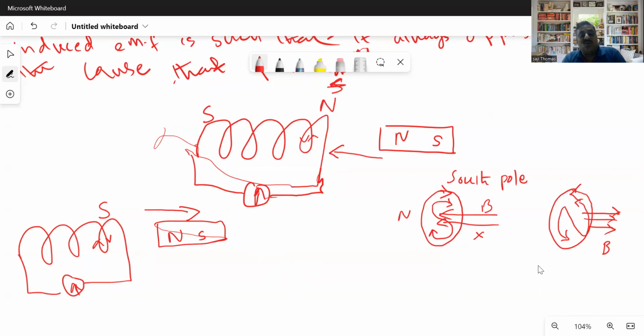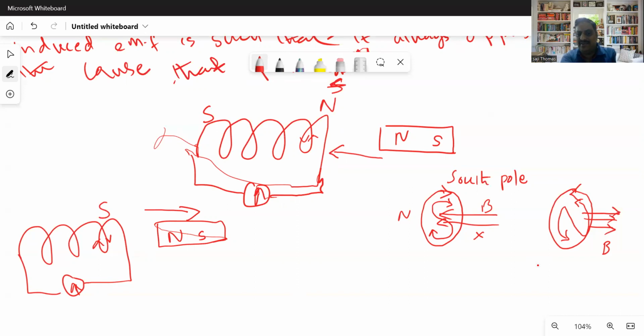And Lenz's law is not violating the law of conservation of energy. See, in the first diagram, I told you when the bar magnet is moved towards the coil, because of induced EMF, the end of the coil near the north pole becomes another north pole. So repulsion, right? So you feel a repulsive force when the bar magnet is moved into the coil. Because of induced EMF, this repulsion comes, right? You have to do work against it.